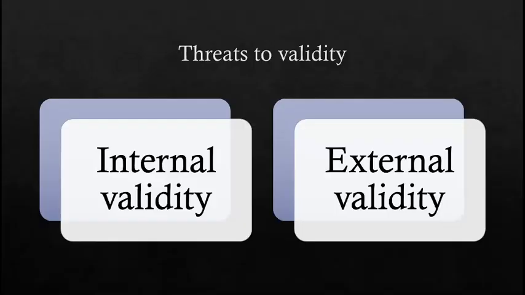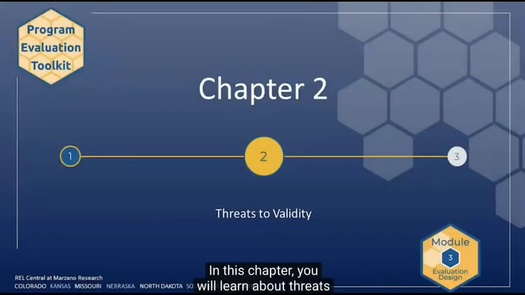In the next video segment, IES will present information on threats to validity. Anyone can make a claim about a program or its outcomes, but minimizing threats to validity can increase the likelihood and confidence that those claims hold true. There are two main types of validity: internal validity and external validity. You will need to think through possible threats to validity of potential statements for the program evaluation that you are planning. In this chapter, you will learn about threats to validity in evaluation design.